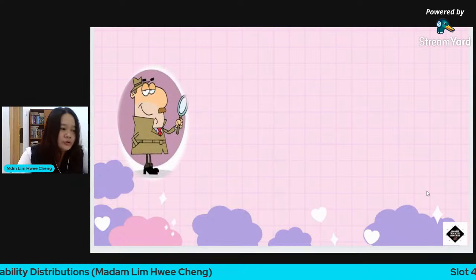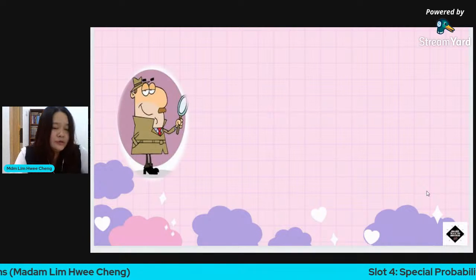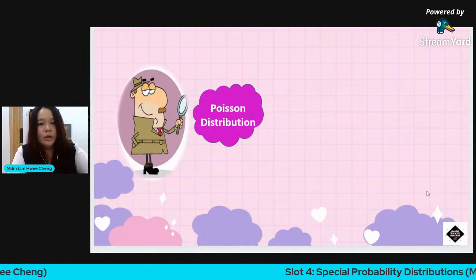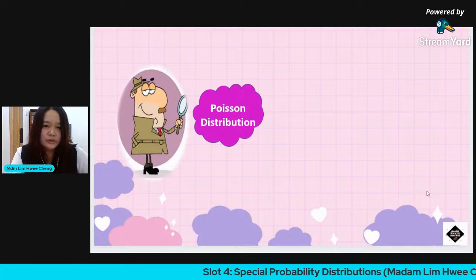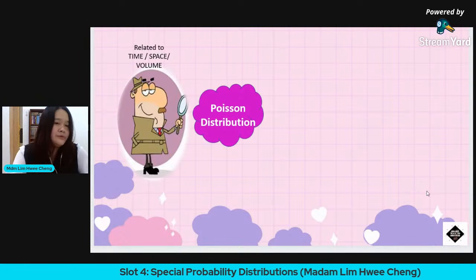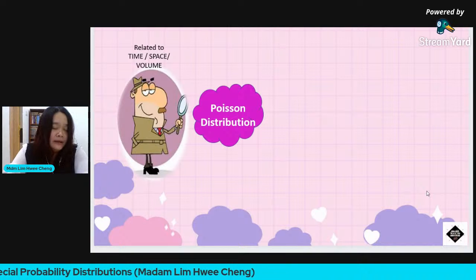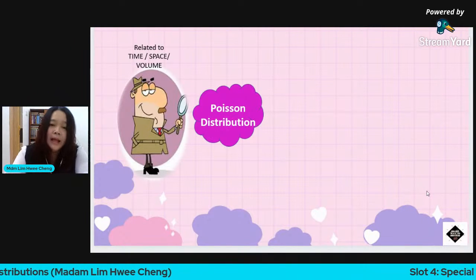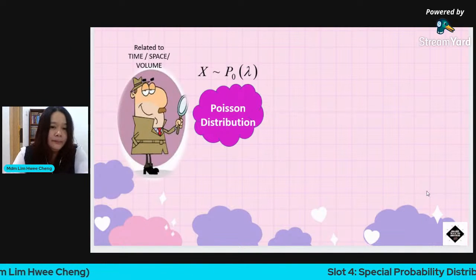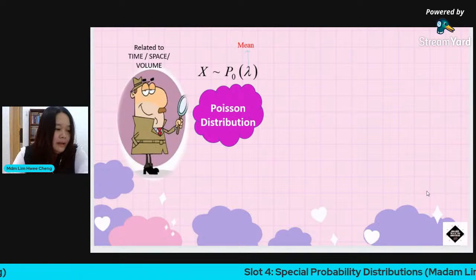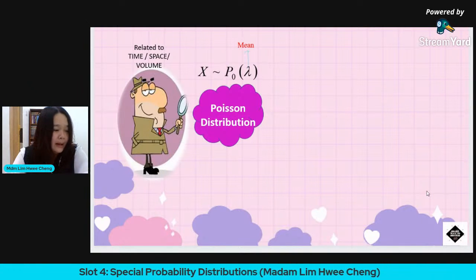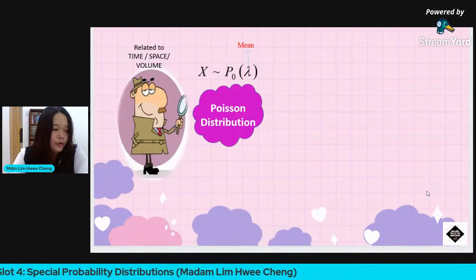And we proceed to another discrete distribution, that is what we call the Poisson distribution. The Poisson distribution is related to size, space, or volume. For the Poisson, the parameter is the mean, which we normally denote as lambda. Lambda is the mean number of occurrences in the interval.